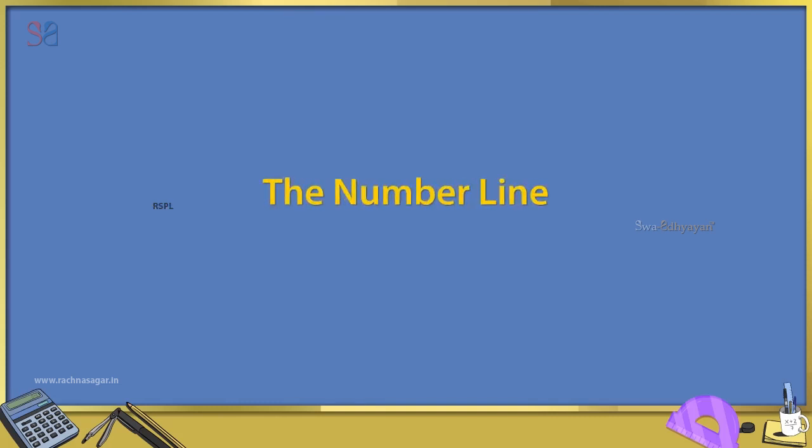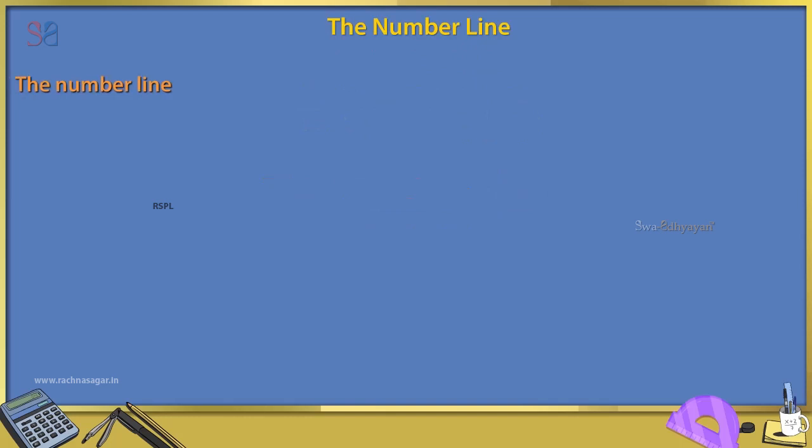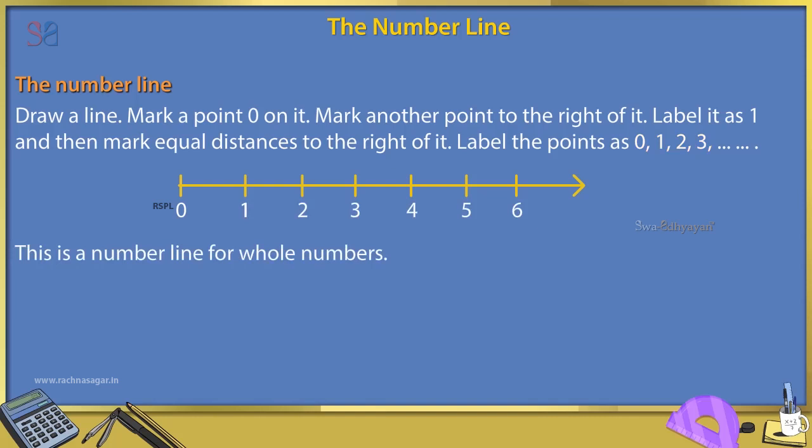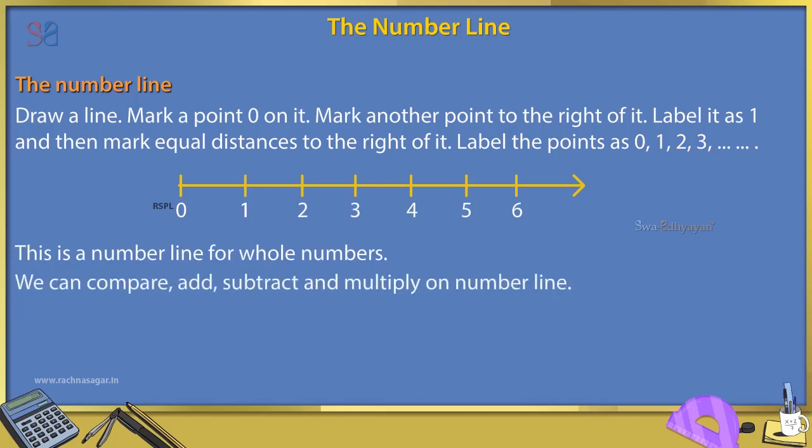The number line. Draw a line. Mark a point 0 on it. Mark another point to the right of it. Label it as 1 and then mark equal distances to the right of it. Label the points as 0, 1, 2, 3 and so on. This is a number line for whole numbers. We can compare, add, subtract and multiply on the number line.